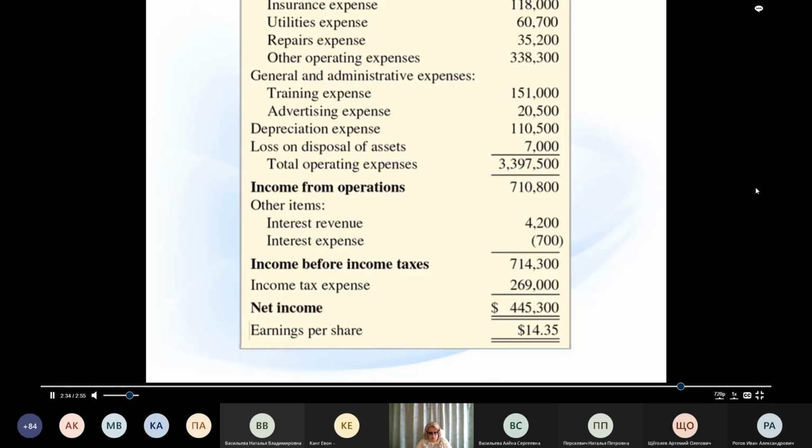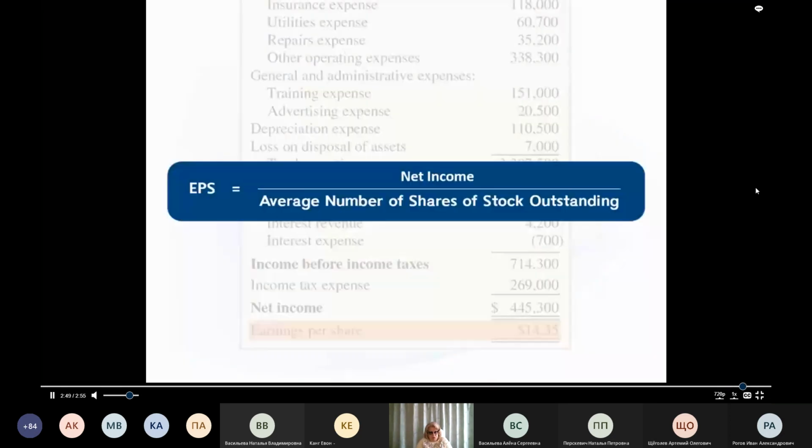Corporations are required to disclose earnings per share, EPS, on the income statement or in the notes to the financial statements. This ratio is widely used in evaluating the operating performance and profitability of a company. It is calculated as follows. EPS equals net income divided by average number of shares of stock outstanding.